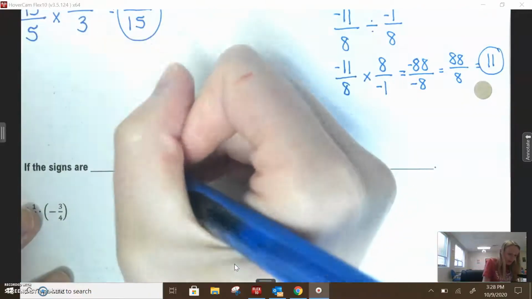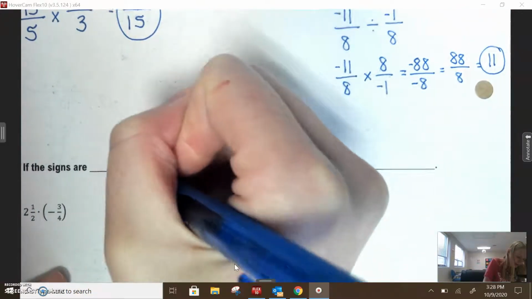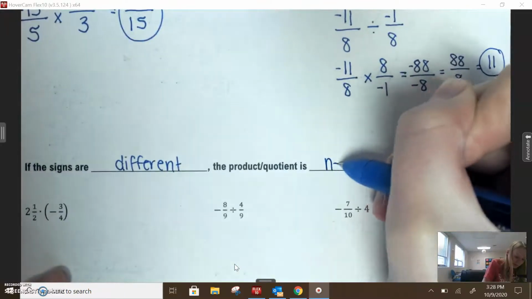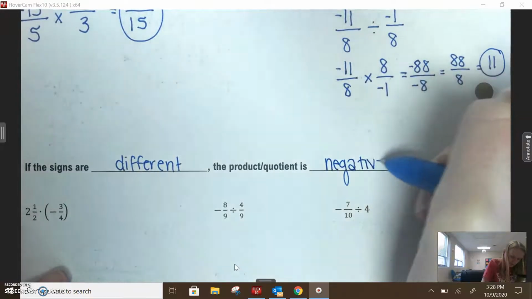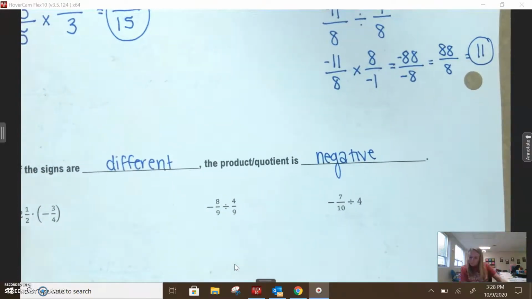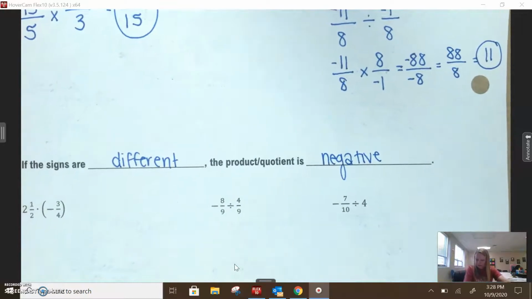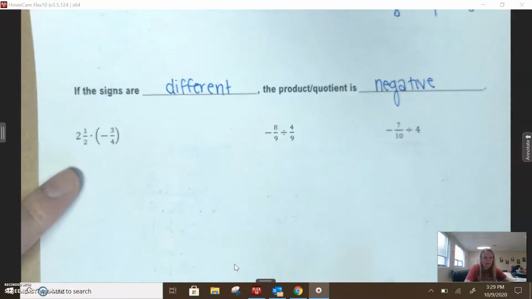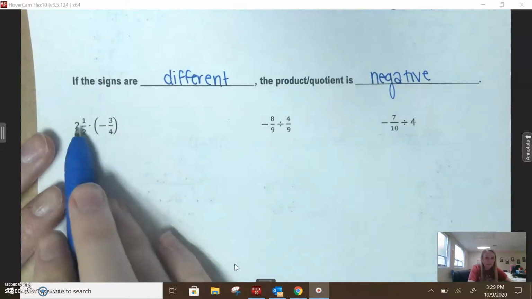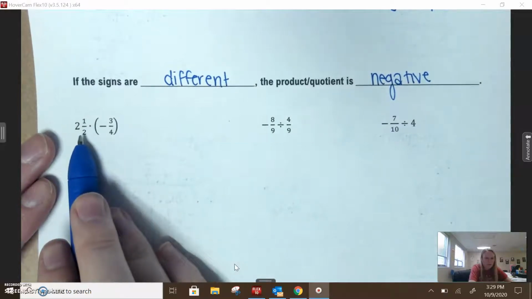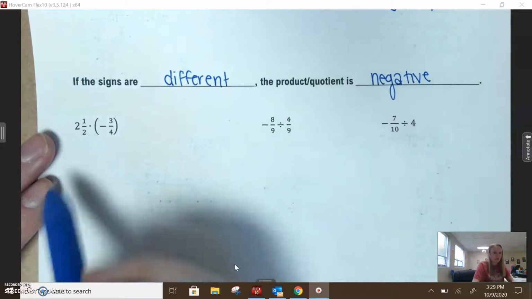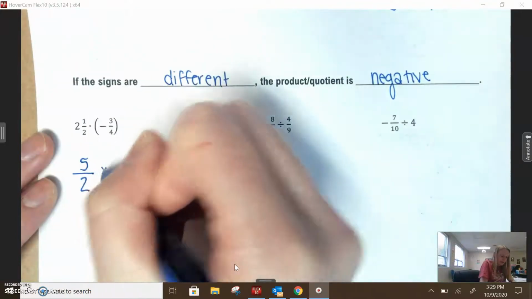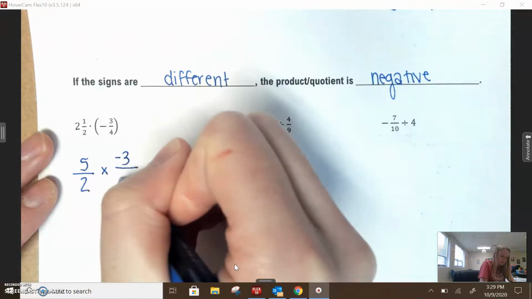we'll do one more problem together. So if the signs are different, the product or quotient is going to be negative. Okay. So if we look at this again, let's do the first problem here. I have a positive times a negative. So once again, mixed numbers have to be improper fractions. So then we're going to have 5 over 2 times, once again, the negative goes on the numerator, 3 over 4.